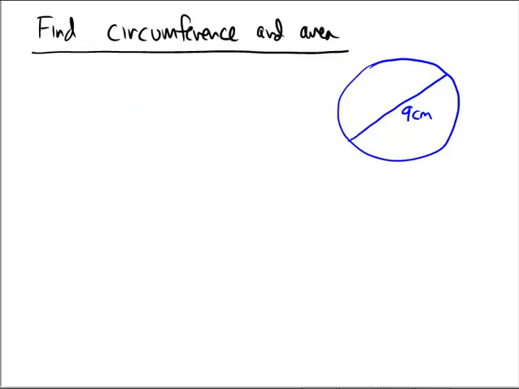This problem is asking us to find the circumference and the area of a circle. So I'm going to remind us of two equations, the equations for circumference and area. An equation for circumference is the circumference of a circle is equal to pi d. You can remember this one because cherry pies are delicious.